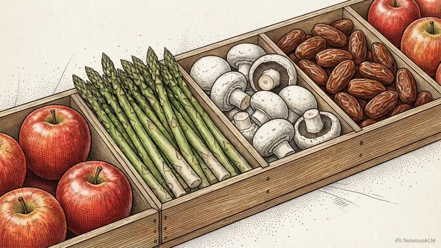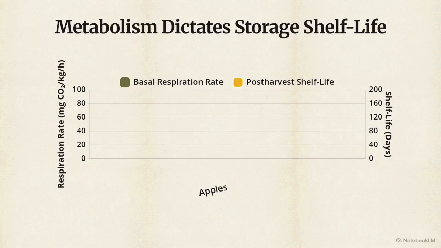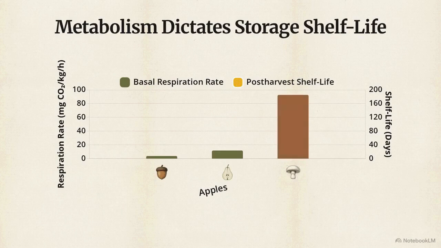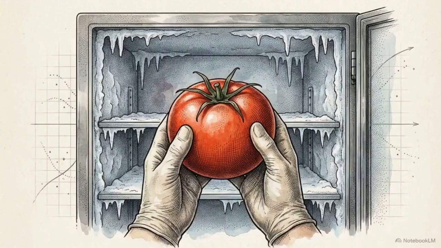Every living agricultural commodity relies on this exact equation, but their baseline metabolic rates vary wildly. Nuts and dates maintain an extremely low basal respiration rate. Apples operate at a moderate pace. Asparagus and mushrooms, conversely, burn through their carbohydrates at a highly accelerated rate. Post-harvest shelf life is strictly and inversely proportional to this basal respiration rate. Since we cannot inject new nutrients into the harvested tissue, extending shelf life requires artificially restricting this biochemical equation.